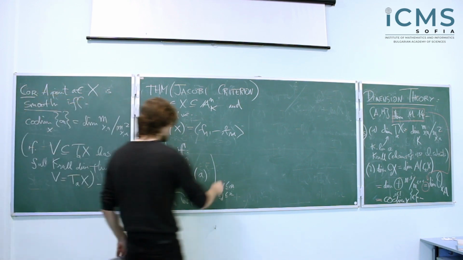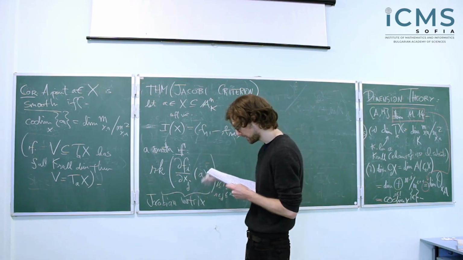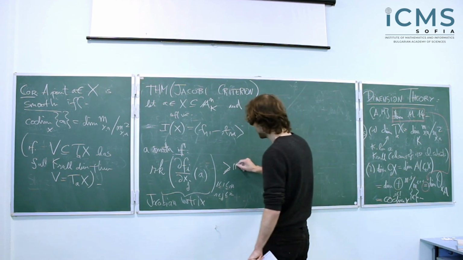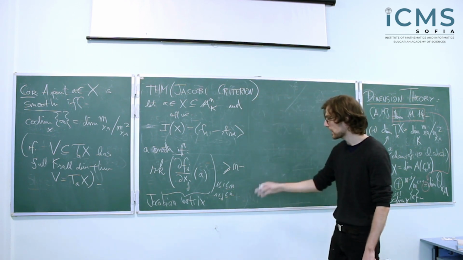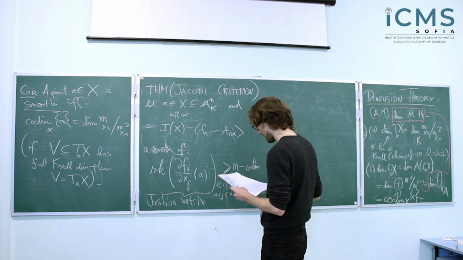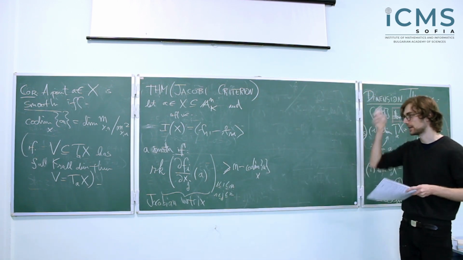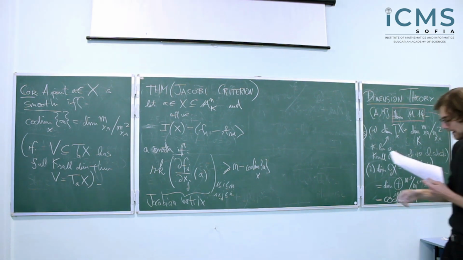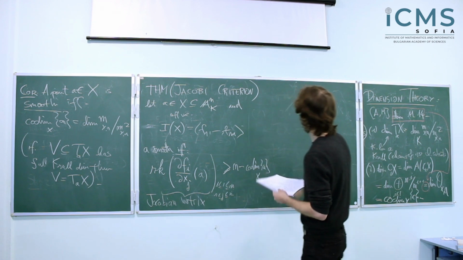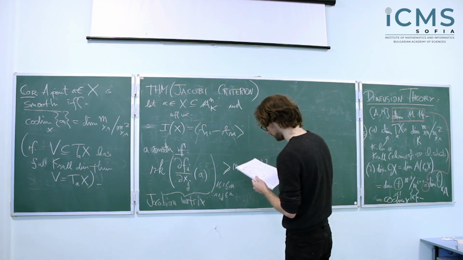And we want this point to be smooth if and only if, let's see, is it the smooth one? Yeah. If and only if this rank is larger than n minus the codimension at A. Like this. And okay, so this is the affine version. There's also a projective version.